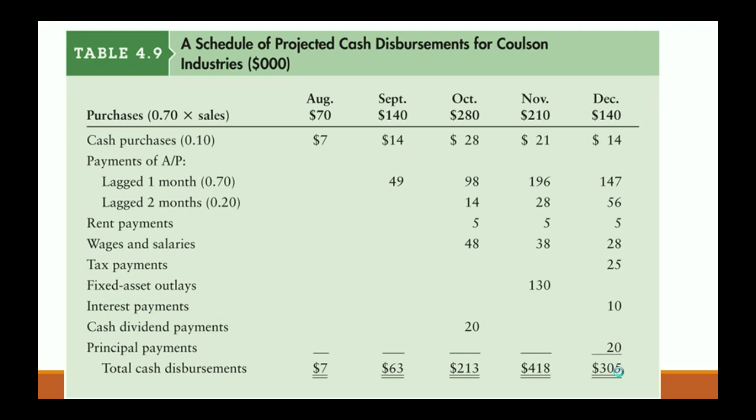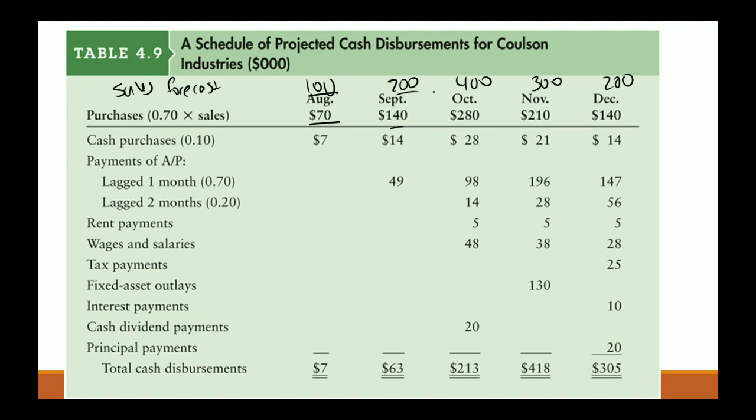And so here is our cash disbursements. We had estimated that our purchases would be 70% of sales. So 70% of our sales receipts. Remember our sales forecast was 100, 200, 400, 300, and 200. And so that's where this is coming from. We multiplied 70% times our sales forecast for each of these to give us our purchases.